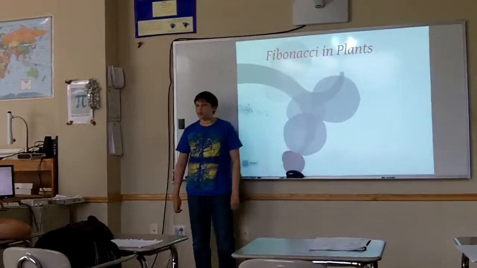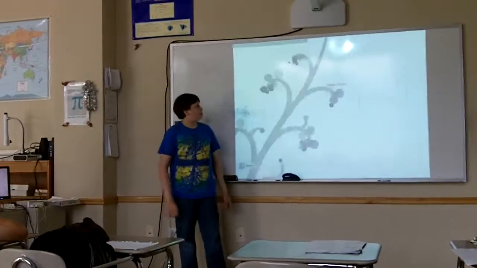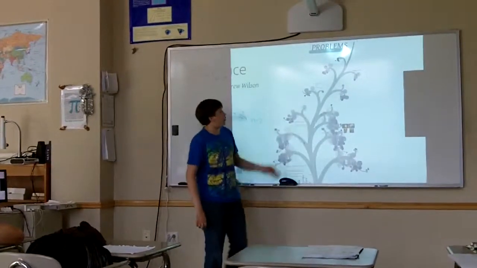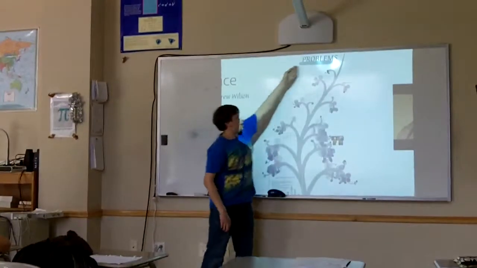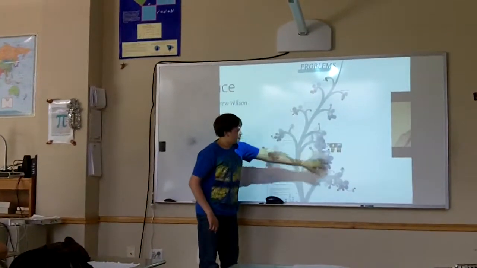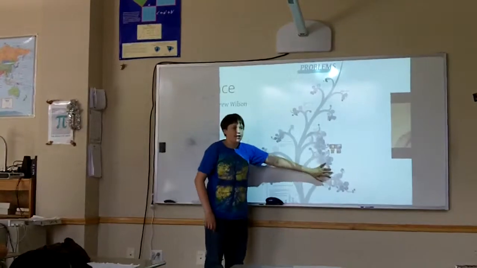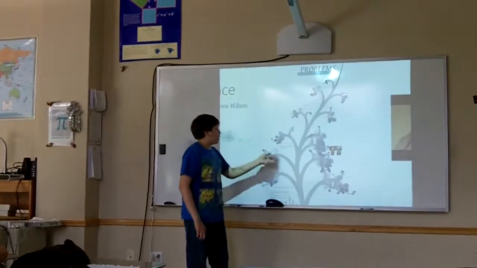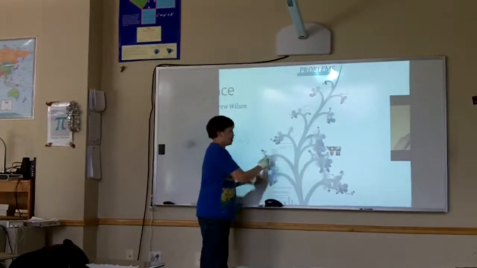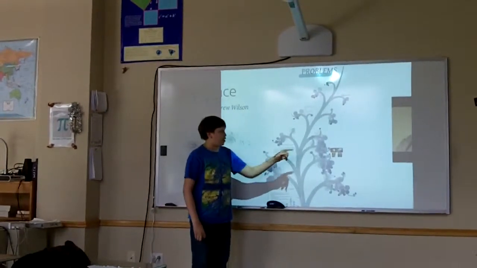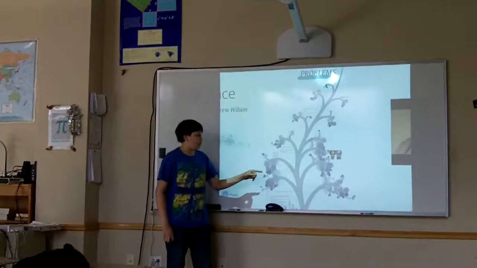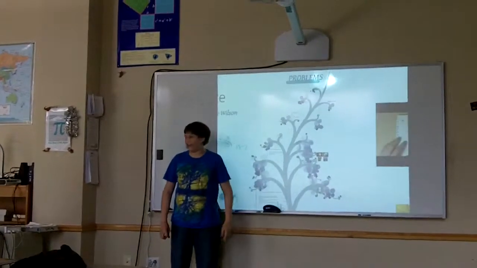So Fibonacci in plants. So this plant here, if the sun is, say, up here, these leaves down here are not going to get enough sun. So plants have solved the problem of where to place their leaves by using the Fibonacci sequence. And this video might go a little bit fast, but I'll explain it if you don't understand.